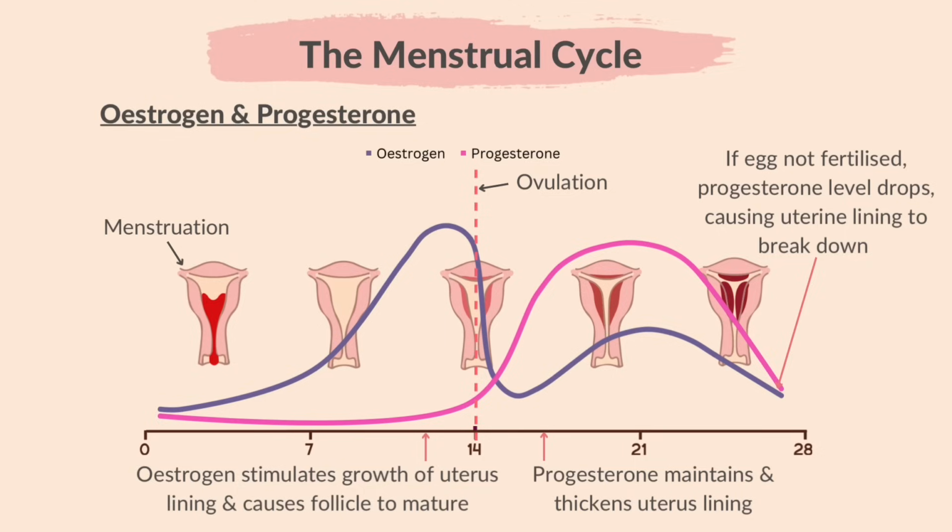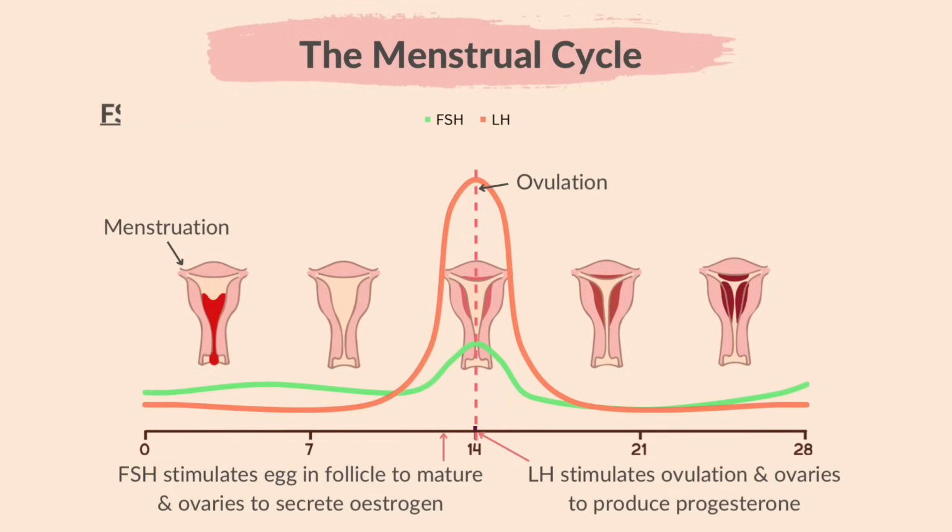If pregnancy does not occur, the corpus luteum breaks down, causing a drop in estrogen and progesterone levels and leading to menstruation. Now let's look at the FSH and LH levels during the menstrual cycle. In the first few days during menstruation, the FSH and LH levels are relatively low. FSH levels gradually increase and stimulate the growth of follicles in the ovaries.